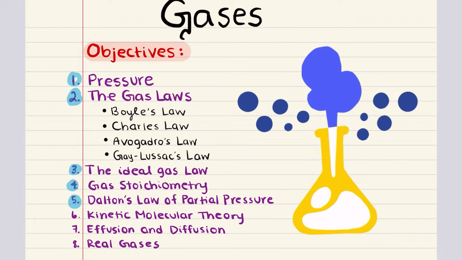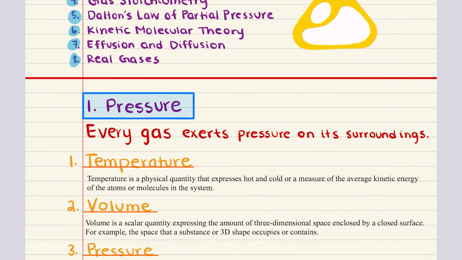Then next up is the kinetic molecular theory, which is going to show how the macroscopic properties of gases result from the behavior of the individual particles making up the gas. Our seventh objective is going to be focused on understanding the difference between effusion and diffusion. And then last but certainly not least, we're going to briefly discuss real gases and how they differ from the assumptions we make when we're dealing with ideal gases. Now, there's a lot to cover here, so let's go ahead and get started with the first topic.